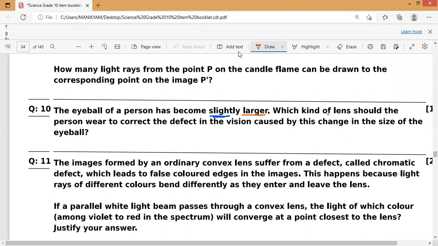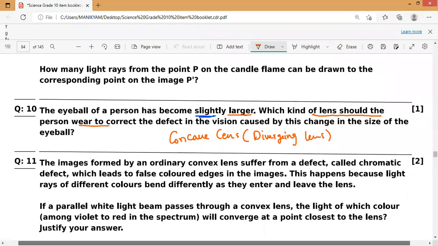So to decrease the power, what kind of lens should we use to correct this defect of vision? To decrease the power, we will use a concave lens. What is that lens called? A diverging lens, so that it will decrease the power. That is what you have to remember.